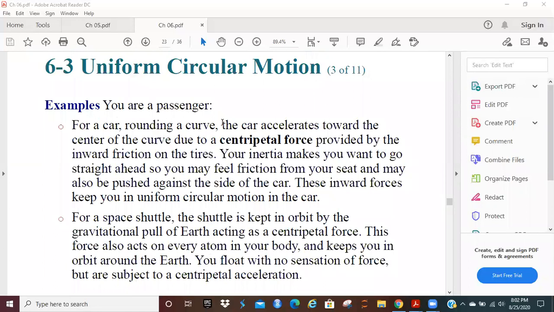So let's say you're a passenger and you've got a car that's rounding a curve. The car accelerates towards the center of the curve due to the centripetal force provided by the inward friction on the tires. There's friction again. Your inertia makes you want to go straight ahead. In other words, you want to stay on the same path that you're on. So you may feel friction from your car seat and may be pushed against the side of the car. That's always an important point to lock the doors. These inward forces keep you in uniform circular motion in the car.